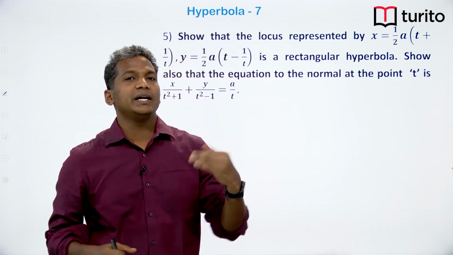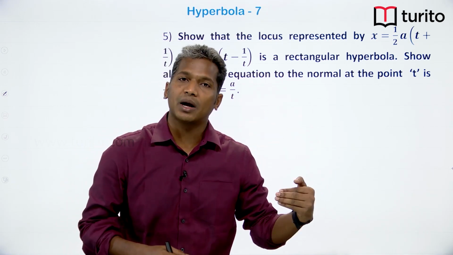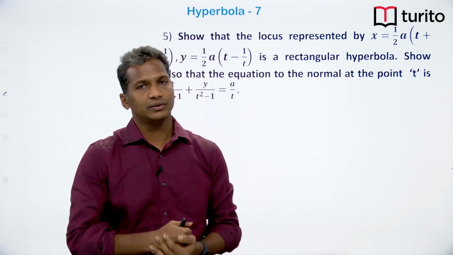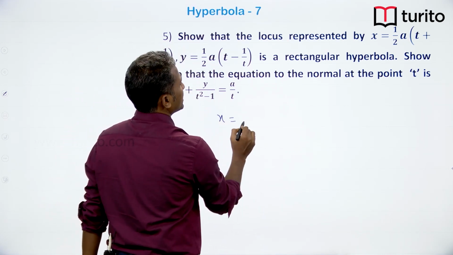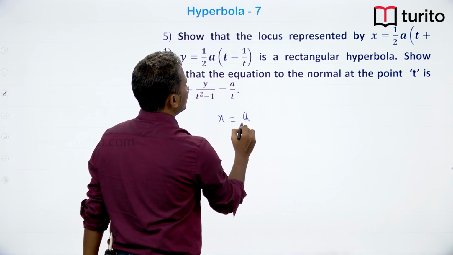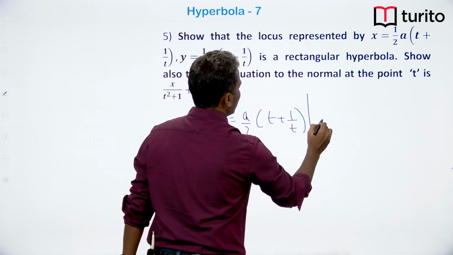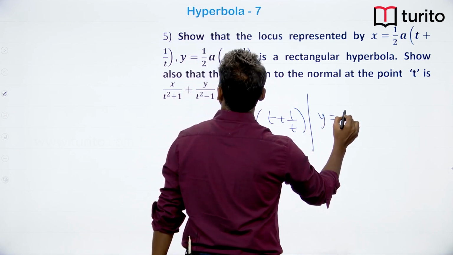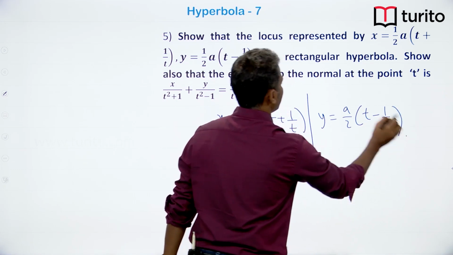We cannot get the idea of the curve just by looking at the parametric form. We have to eliminate the parameter to see the nature of the curve. So, how do we eliminate here? x is given as a by 2 into t plus 1 by t, and y is given as a by 2 into t minus 1 by t.